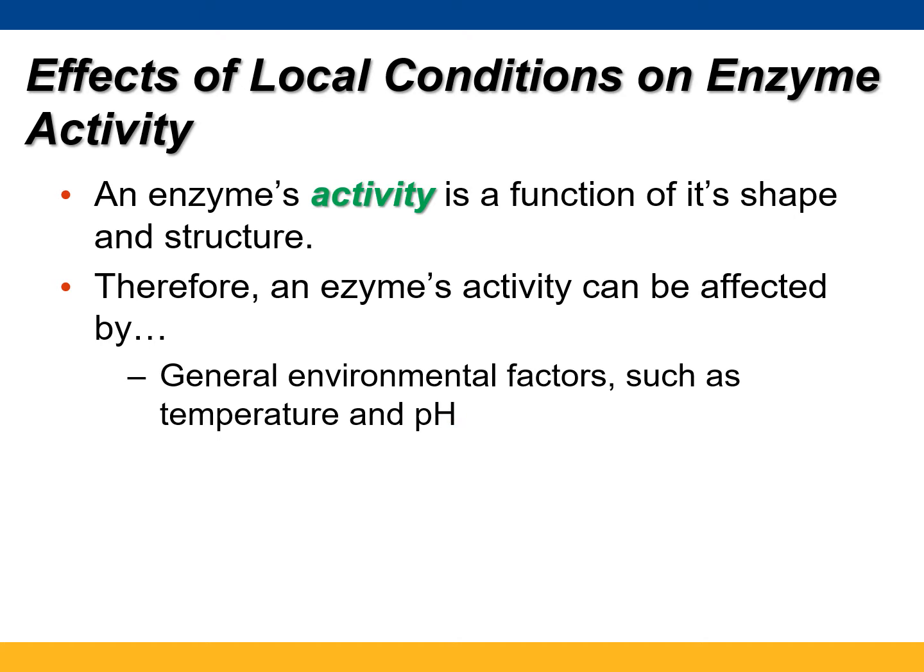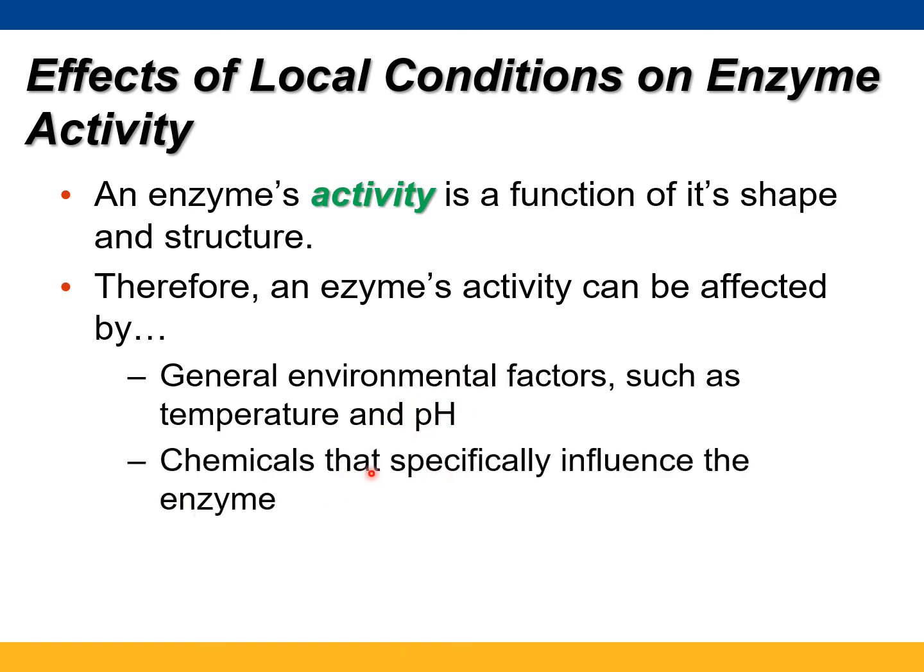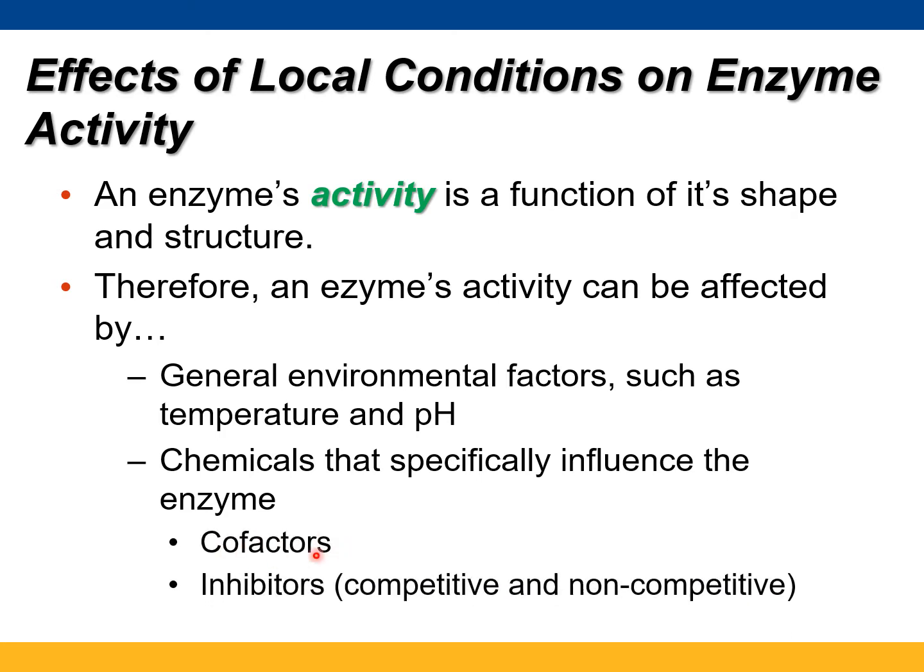And remember that hydrogen bonds are at the secondary structure, the tertiary structure, and the quaternary structure. So it's a major influential factor here. We can talk about chemicals that specifically influence the enzyme. We're talking about cofactors and inhibitors. Cofactors generally increase activity of an enzyme or allow activity to occur. Inhibitors are reducing activity or preventing activity. And we have two flavors of those, competitive and non-competitive. But we'll talk about those a little bit later.